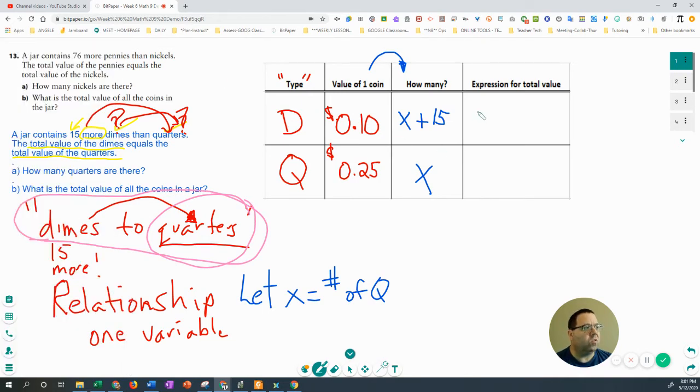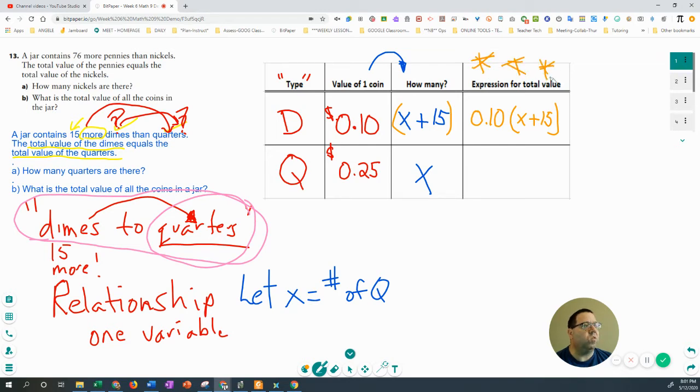Let's glue this together. So with this expression, you're going to need the distributive property. It's 10 cents per dime. How many dimes do we have? I don't know, but I do know it's 15 more than the quarters. So this is the key setup, right?